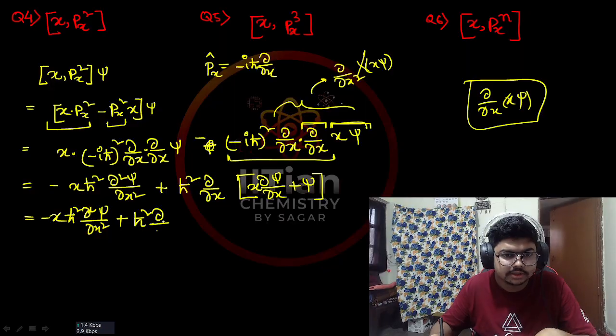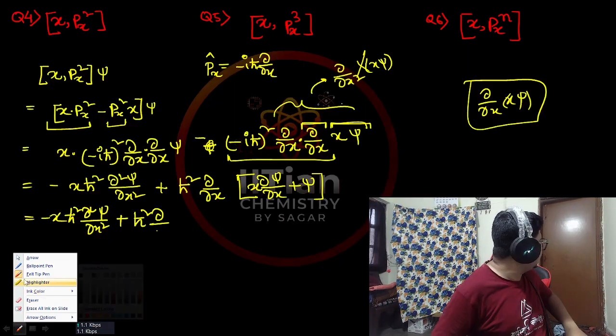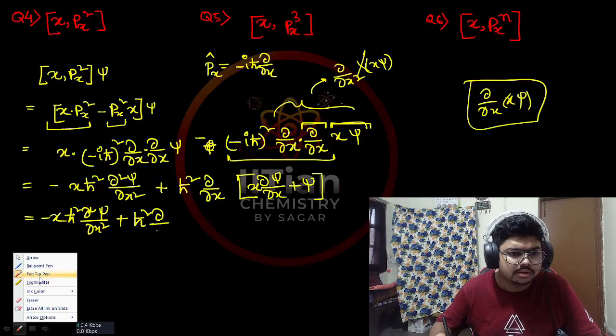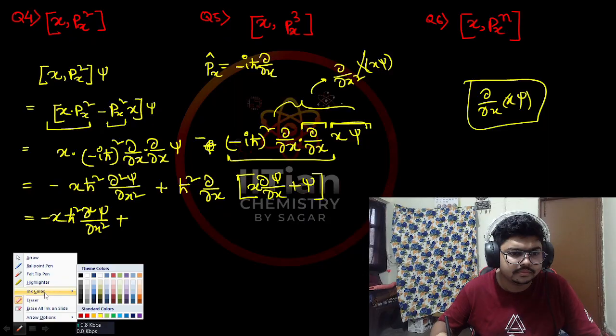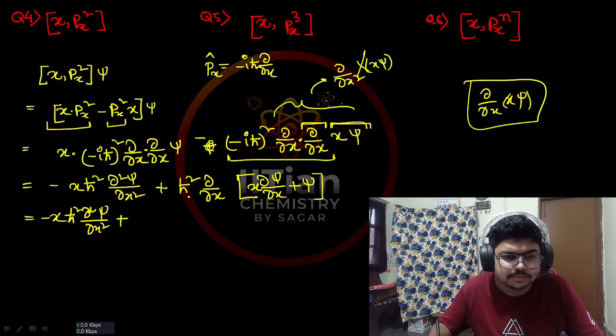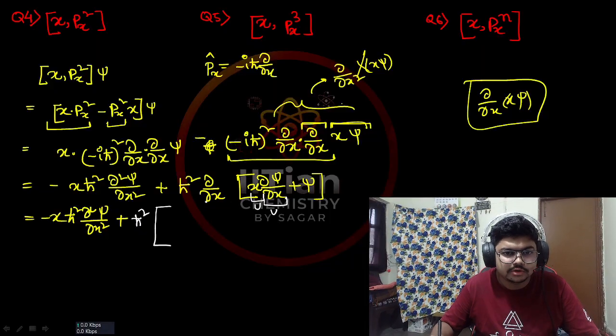Del/del x will operate on this. Now this will be the most significant part. This portion, h cross square, x del psi del x. This is like u, this is like v. So del/del x will operate on uv. First I am putting u, and then del/del x operating on v.